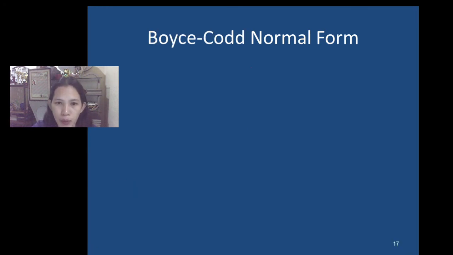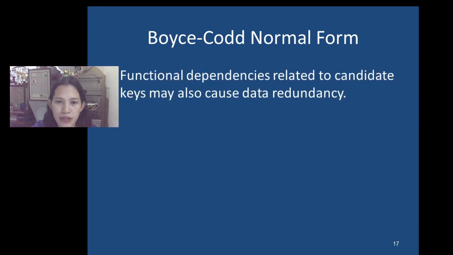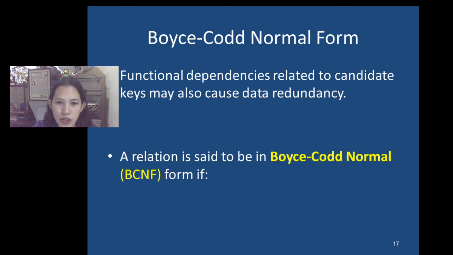Next is the Boyce-Codd normal form. Functional dependencies related to candidate keys may also cause data redundancy. A relation is said to be in Boyce-Codd normal form, or BCNF, if it is already in third normal form and every determinant is a candidate key.